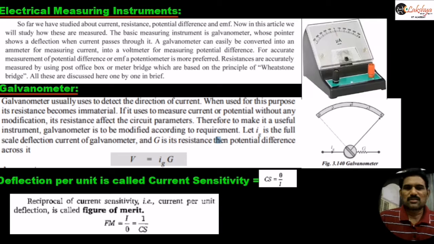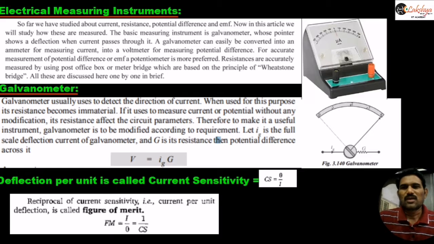So now we are going to discuss the measuring instruments. Measuring instruments means, up to now, whatever we discussed, like EMF or the resistance or the potential difference, for measuring all those values we need some devices. So now we are going to discuss those devices, right?